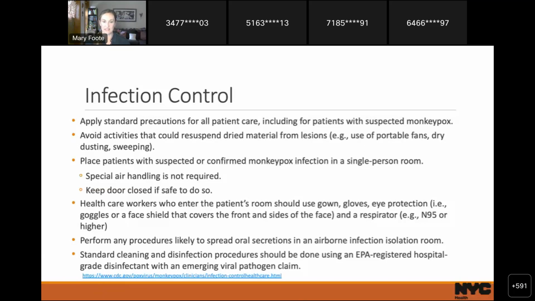And then standard cleaning and disinfection procedures should be used with EPA registered hospital grade disinfectant, and it should have the emerging viral pathogen claim on it. Next slide.